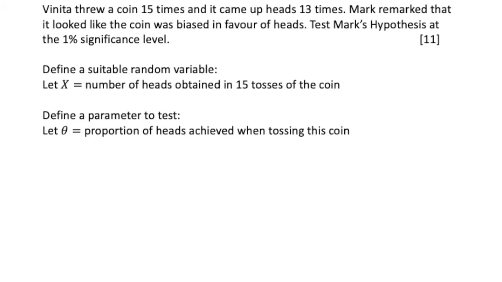a variable to denote the proportion of heads achieved when tossing this particular coin, the one that was used in the experiment. You may be a little bit puzzled why I haven't used a lowercase letter p here, and why I haven't just referred to this as the probability of achieving a head with that particular coin. You could do that, that's absolutely fine.